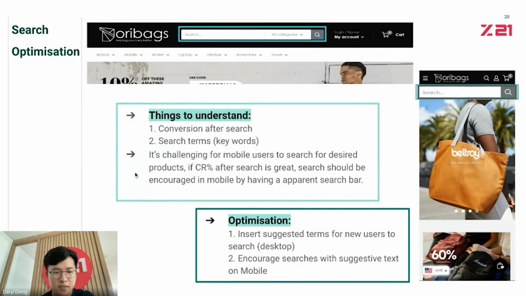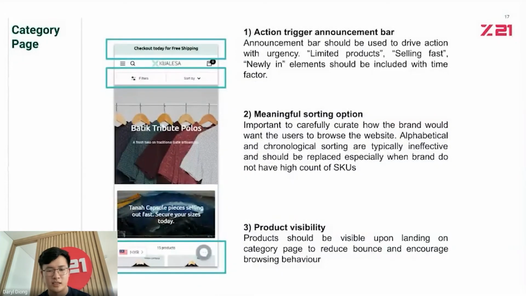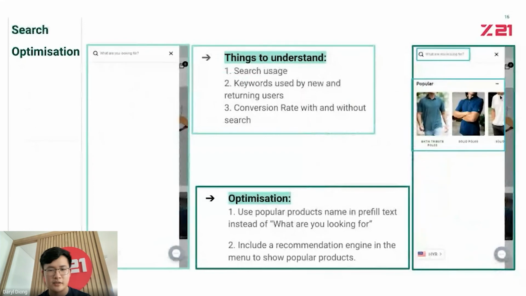The second part would be it is challenging for mobile users to search for desired products. So this is the reason we want to see the conversion rate, right? If the conversion rate after search is great, then keep it. Optimization, as I said, we would suggest having suggestive text. If you want, you can actually show popular products like what we showed in Qualisa earlier, here on the right. I think that would be great as well.